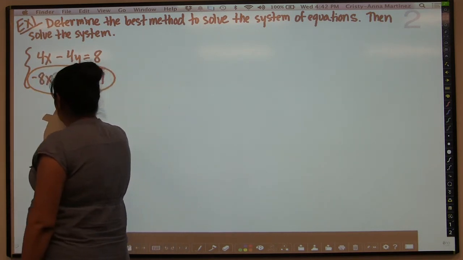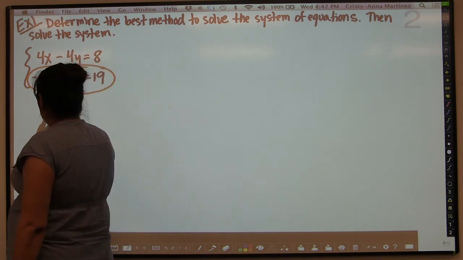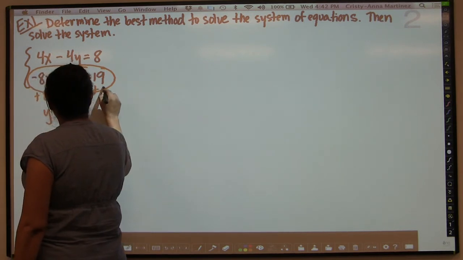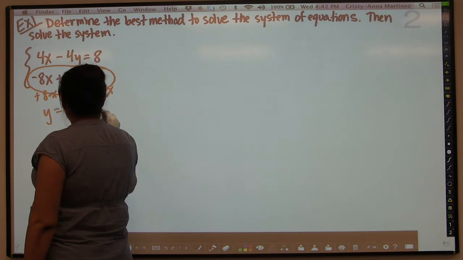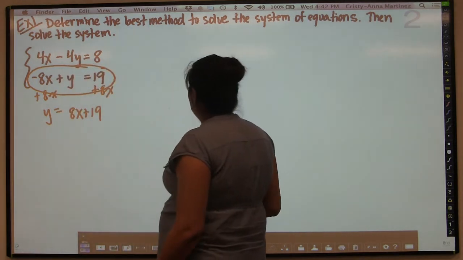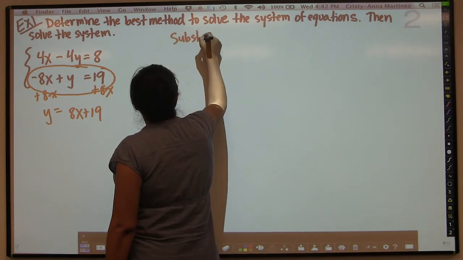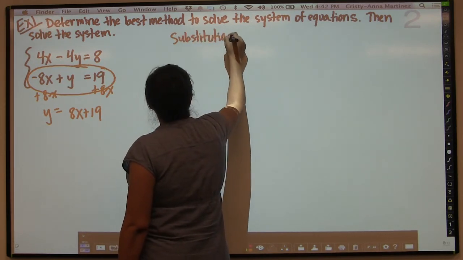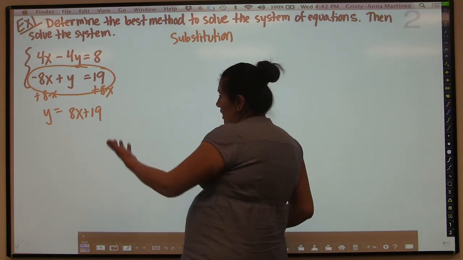So I'm going to take that equation and solve it for y. I'm going to add the 8x to both sides, and we get that y equals 8x plus 19. So first off, we want to determine the best method. We want to actually state that it's substitution that we're using. Substitution in this case. And then we want to actually solve the system. So that's why I solved for y.